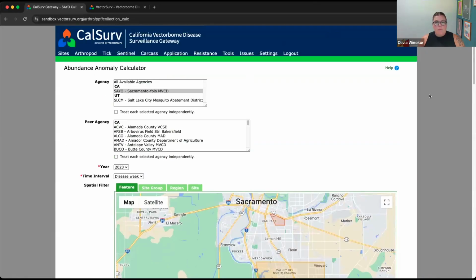So that is for the abundance anomaly calculator. Any questions on the abundance anomaly calculator before we move on?